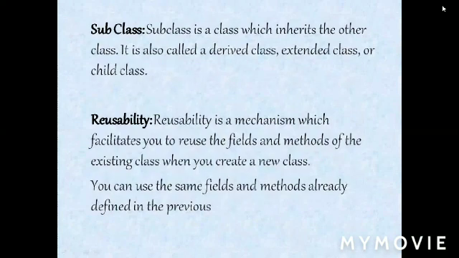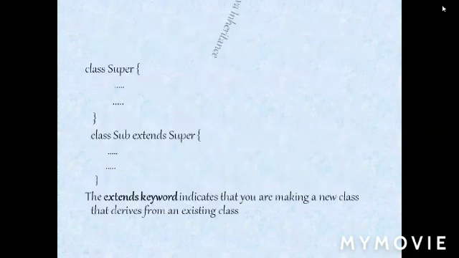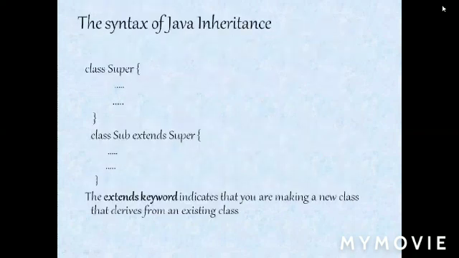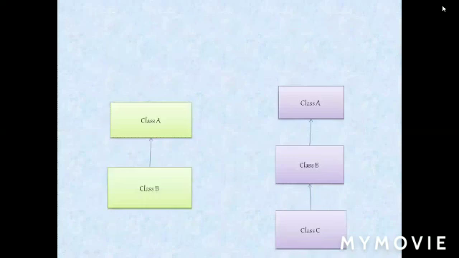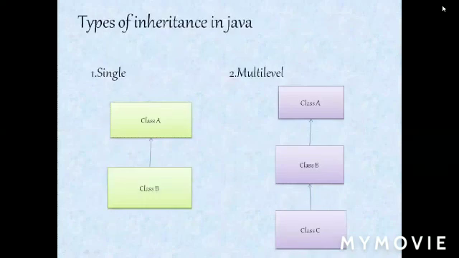Now, let us see the syntax of Java inheritance. In Java inheritance, the classes can be inherited by the extends keyword. A superclass can be inherited by a subclass with the extends keyword. The extends keyword indicates that you are making a new class that derives from an existing class. Now, let us see the types of inheritance. First is single level inheritance. Here, only one class is derived from the parent class.